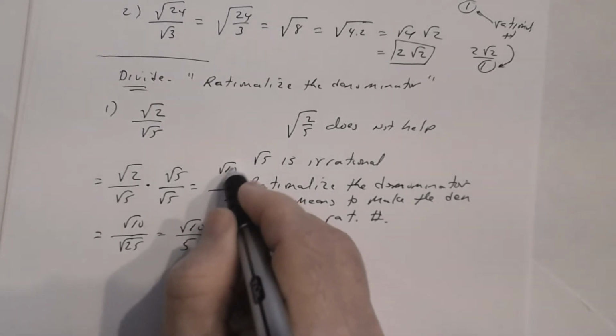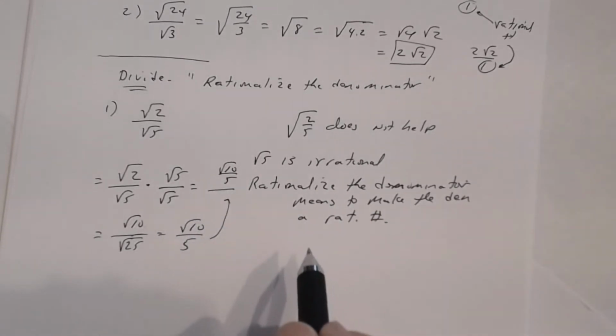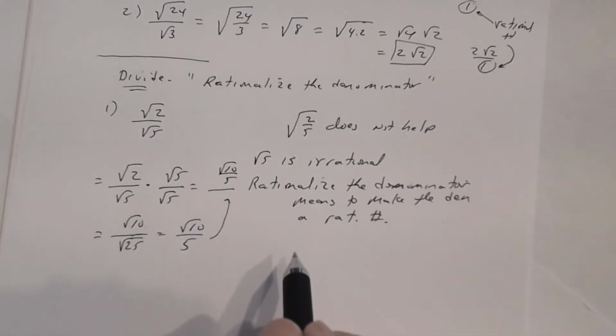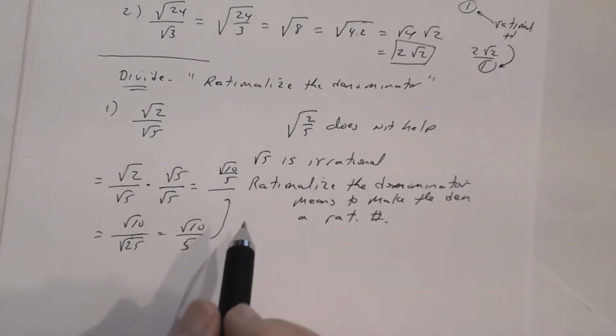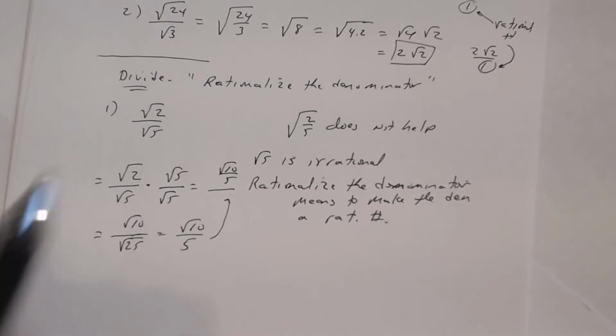Square root of 10 divided by 5. And notice 5 is now a rational number. That's what we mean by rationalizing the denominator. All right, that was number 1. Now let's look at number 2.